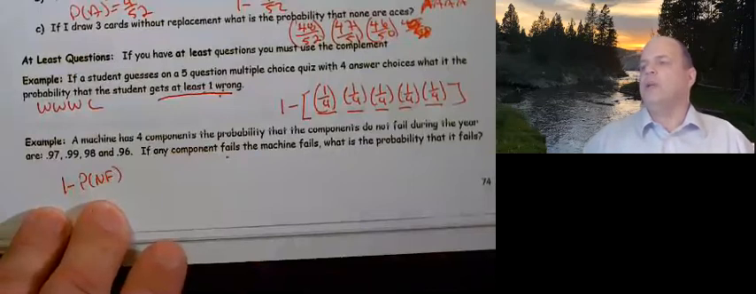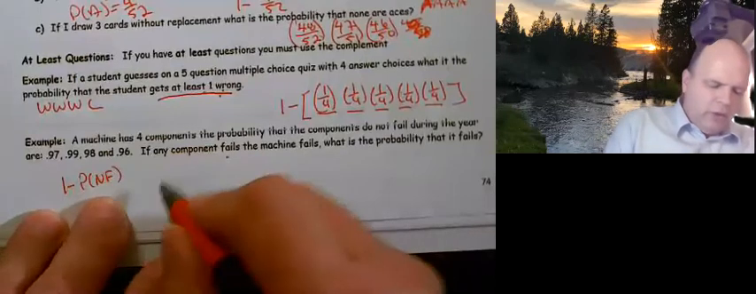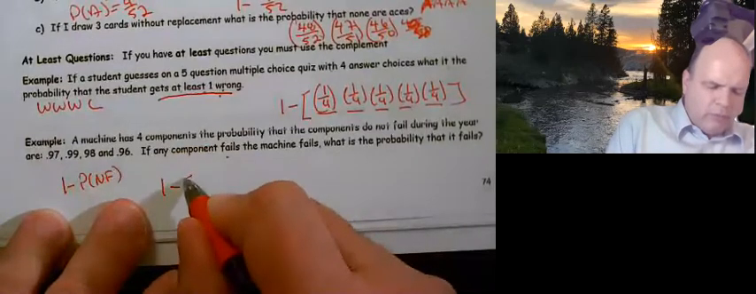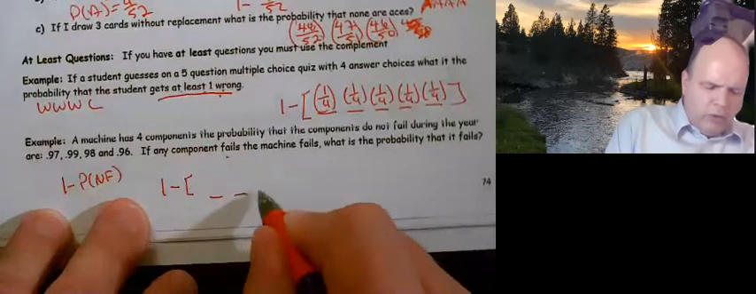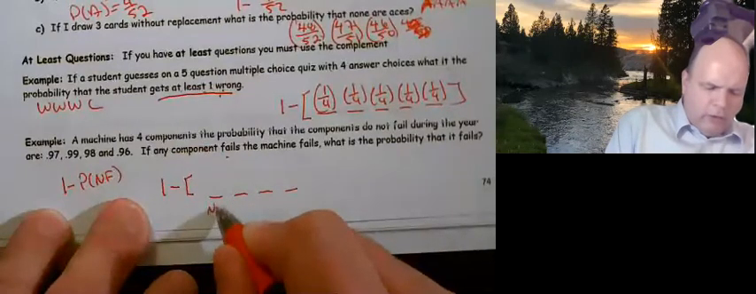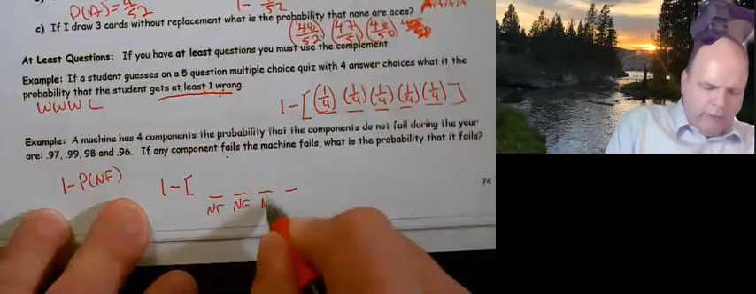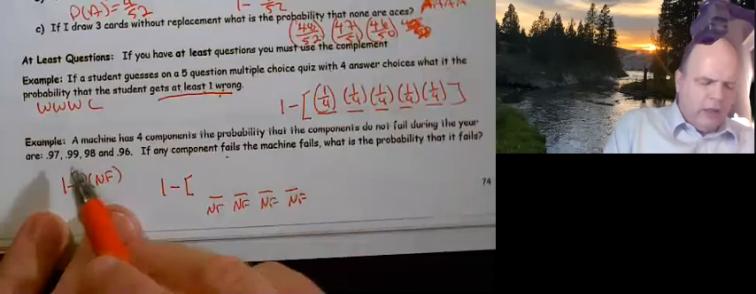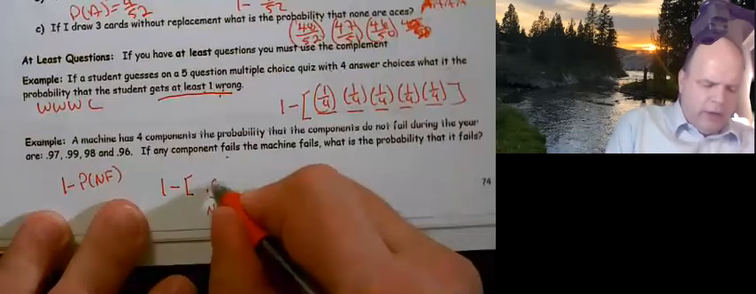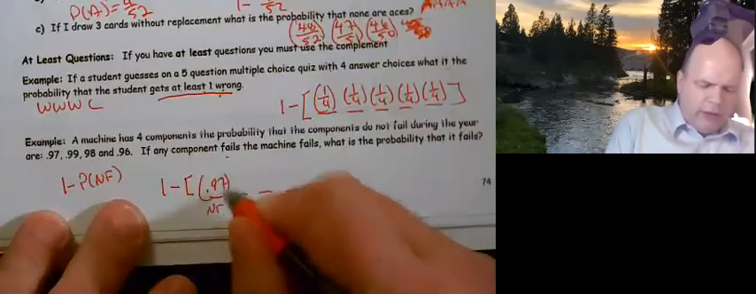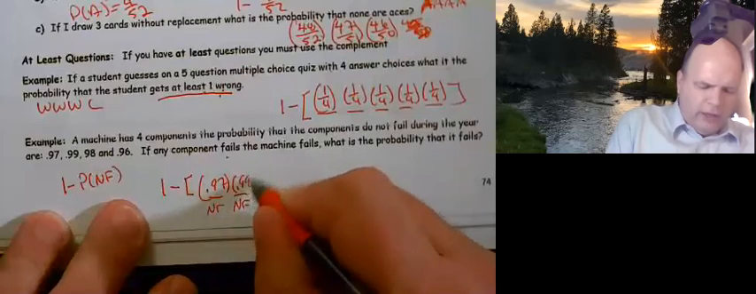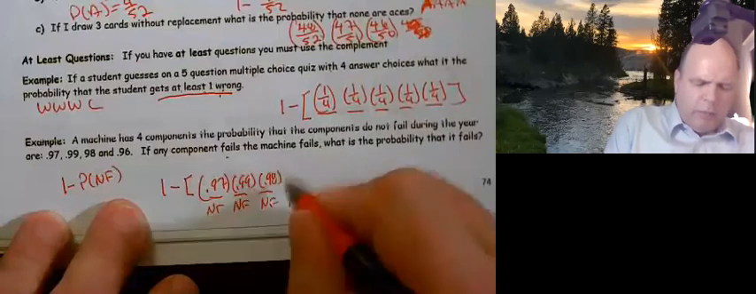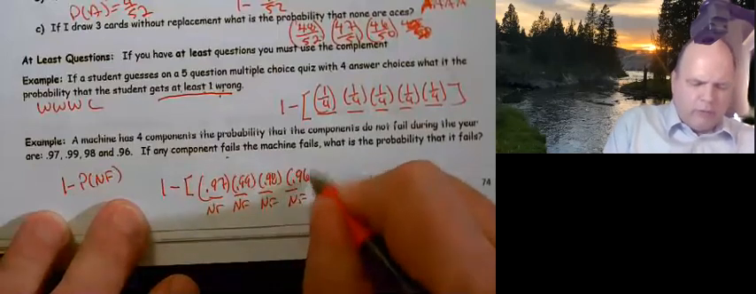All right, 1 minus the probability of not failing. So in this case, we have 1 minus 1, 2, 3, 4. Not fail, not fail, not fail. And I have 4 blanks because I have 4 components. And so this is 0.97. That's a not fail. 0.99 is a not fail. 0.98 is a not fail. And 0.96 is a not fail.